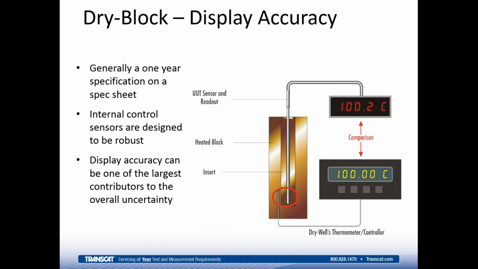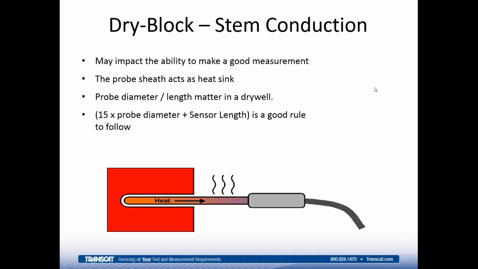And so we have some things we can do to actually improve the accuracy when we use something called a reference probe, which we'll talk about later. But this display accuracy will be one of the largest contributors to your total overall uncertainty, especially if you're using it straight off of the data sheet rather than use some of the techniques we'll show you in a moment. So another issue is stem conduction.